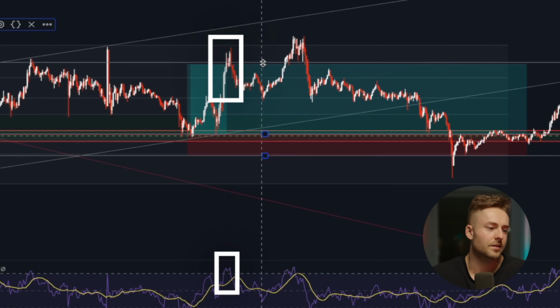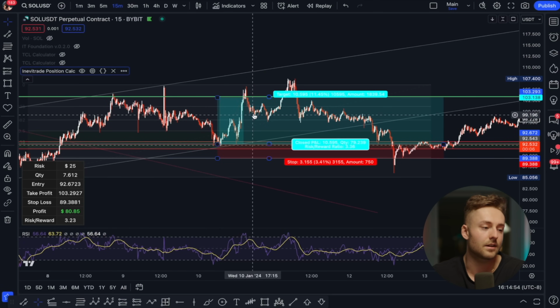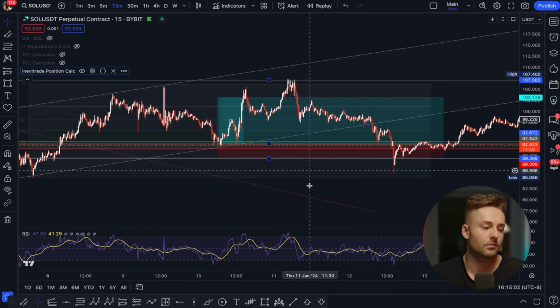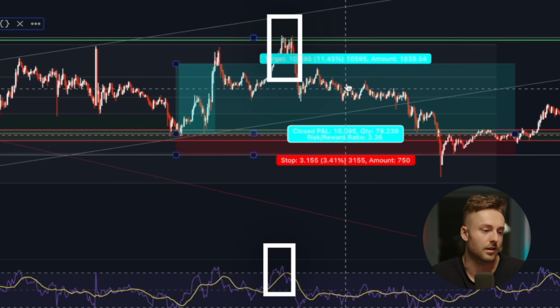So if I click and adjust my InnovaTrade position size calculator, that's going to give you a profit of $80 just by following this simple RSI. Did the move make a little bit higher of a move? Yes. That also gave us an RSI highlight over here and would have been a $109 profit on that trade.